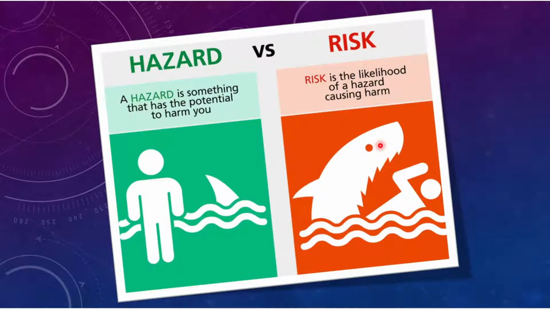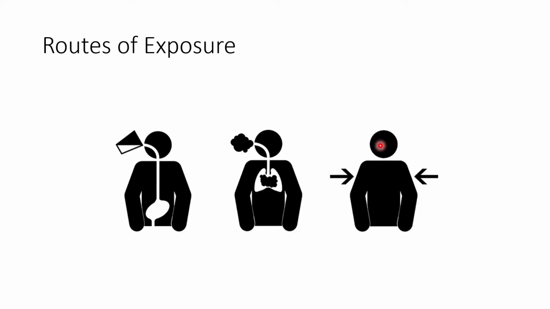So then there are routes of exposure. Routes of exposure are very close to the routes of administration. So same as with the drugs, there is oral, then through the lungs, so the breathing, and also through the skin. So absorption through the skin is also possible.